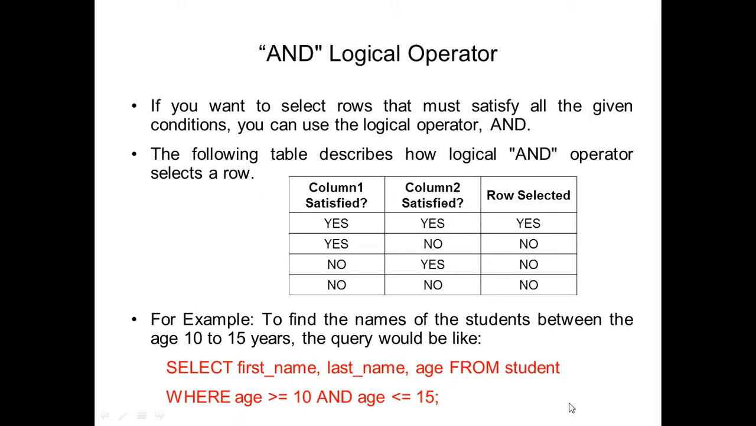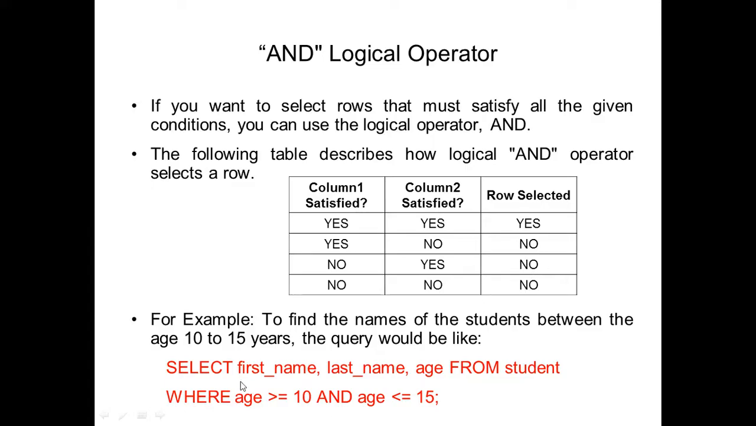Second is the AND operator. If you want to select the rows that must satisfy all the conditions, then you can use the AND operator. Means here you have to check whether both conditions are satisfied or not. If both are satisfied, then the row is displayed. See here, if both are yes, row is yes. If any one is no, then the output is no.